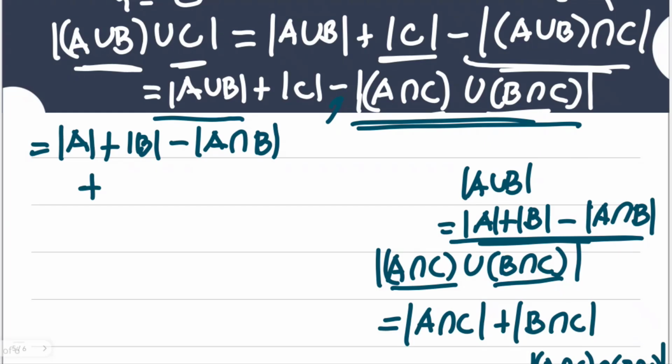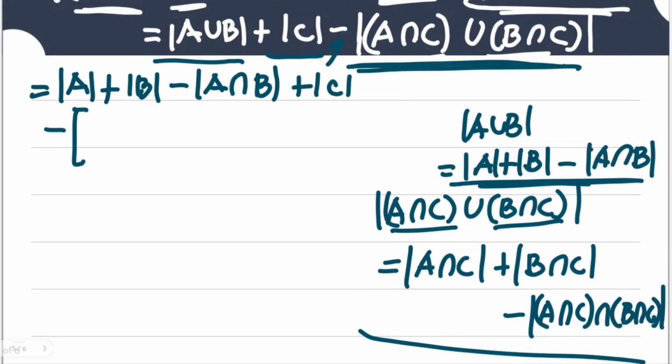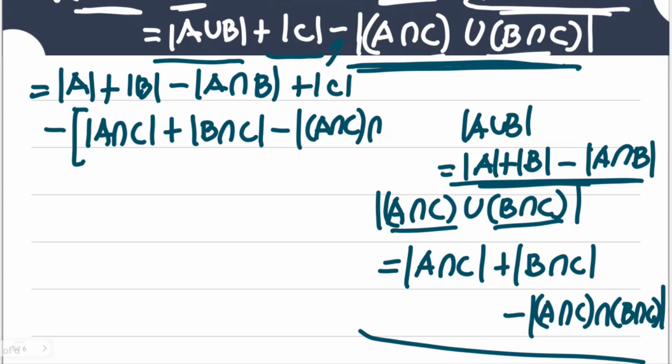You will have here plus cardinality of C, right? You still have that. Then this one here, plus cardinality of C, then minus the group, the entire result here, minus. Take note of that because a sign may be changed later on. You have A intersection C, sorry, that's cardinality. Cardinality of A intersection C, then plus the cardinality of B intersection C, and then minus the intersection of all of this, A intersection C, intersection B, intersection C.